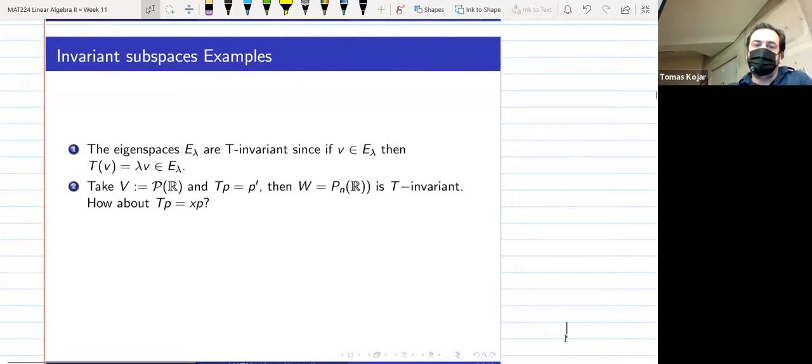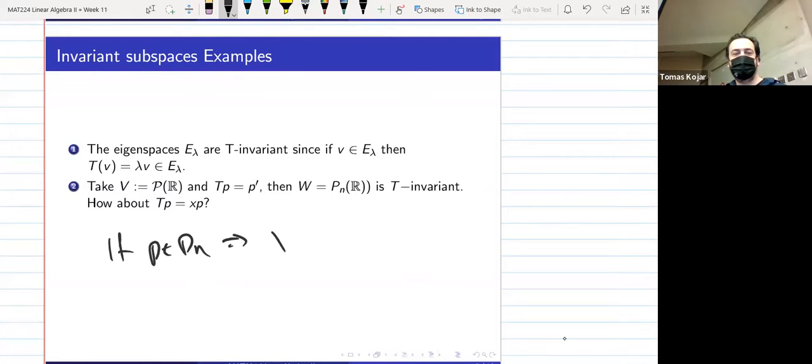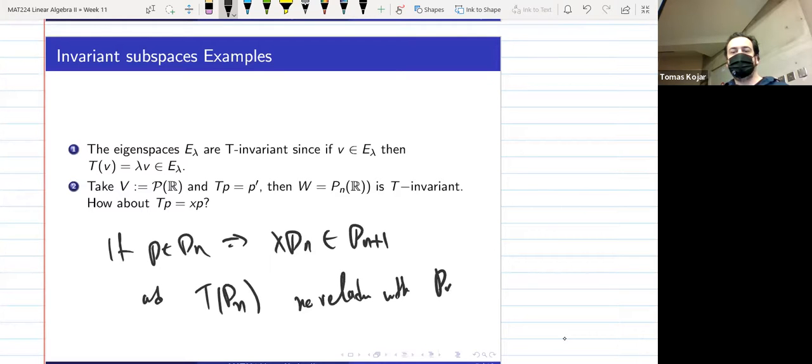How about this guy? Is W invariant for this? No, right? Okay, we found a way to communicate. All right, good. Because if P is in Pn, x times P is in Pn plus 1. And so T of Pn has no relation with Pn, because you could have been sent to another one. So one is not contained in the other. They only overlap.